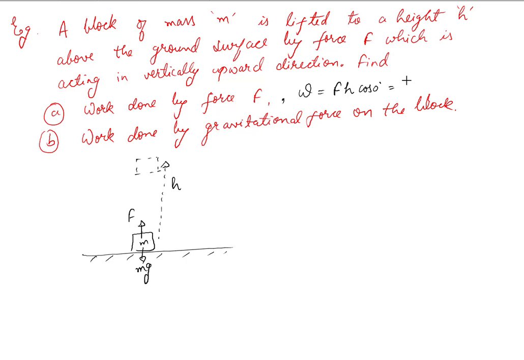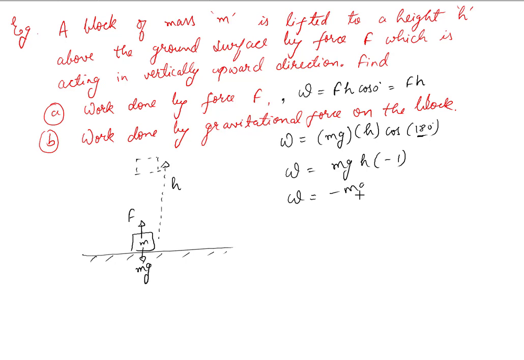So work done will be equal to F into h, and work done by gravitational force will be equal to magnitude of gravitational force into displacement into cos of angle between gravitational force and displacement h, and in this case displacement is in vertically upward direction but force mg is acting in vertically downward direction, so angle between gravitational force and displacement will be equal to 180 degrees. So work done will be equal to mgh into cos of 180 degrees, which is equal to -1. So work done will be equal to minus mgh.